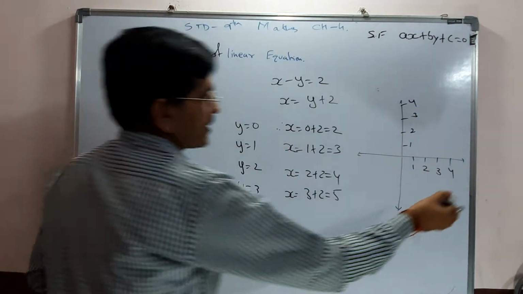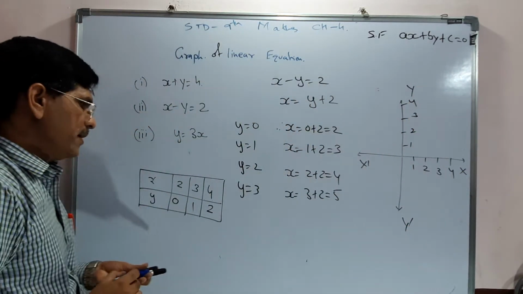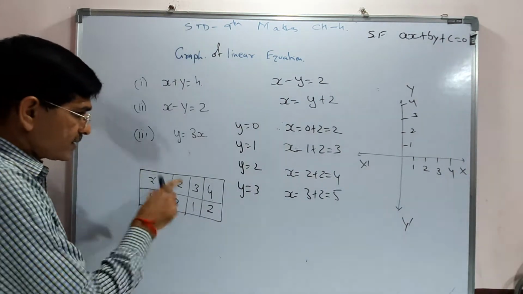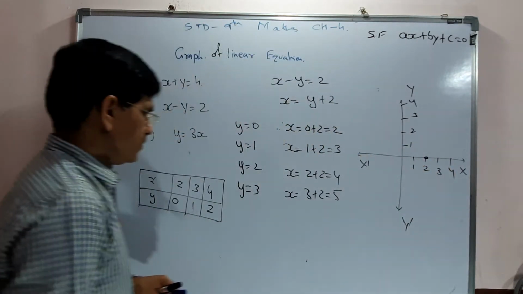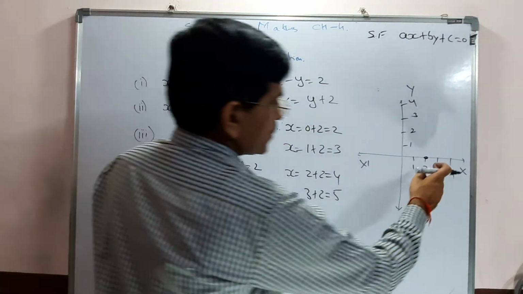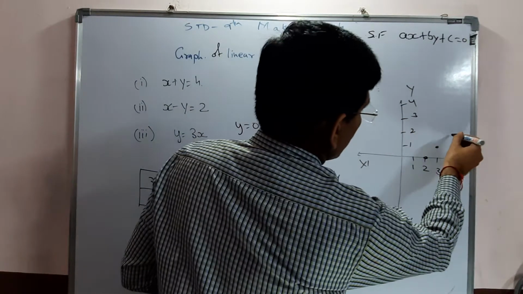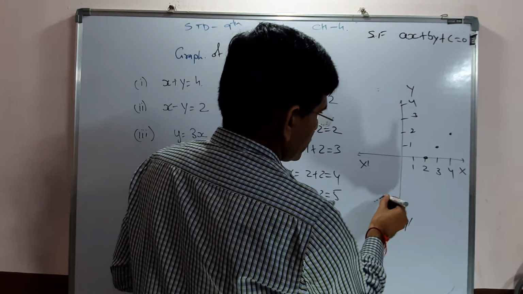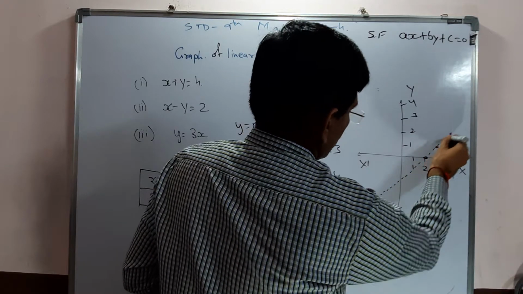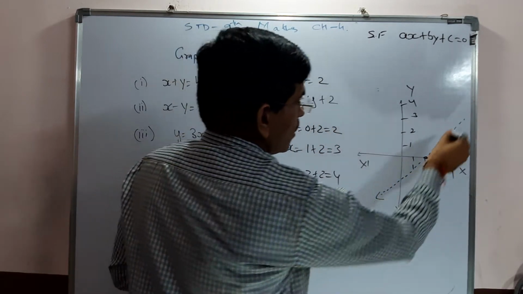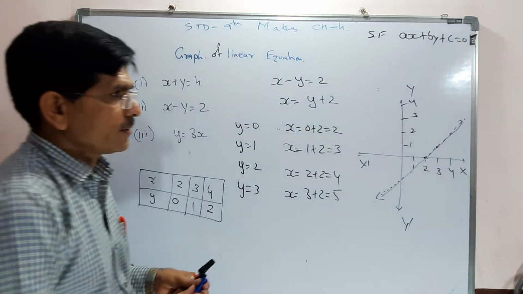Now you can see here the x axis, x dash, y dash. Now 2 comma 0: x equal to 2, y is equal to 0. So here we have to put x equal to 2, y is equal to 0. 3 comma 1, so 3 comma 1 we have to take. 4 comma 2. Now if we draw the graph of it, it will intersect both axes. Always remember, it will intersect both axes.